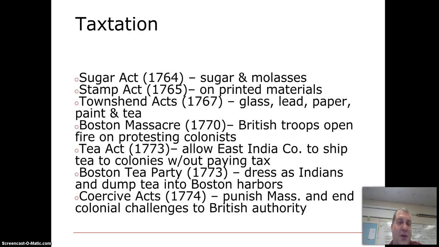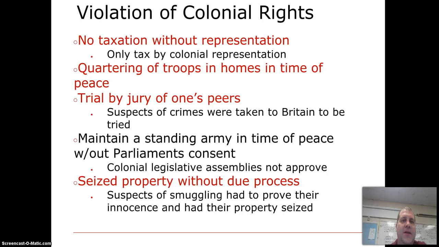These are your taxation acts: Sugar Act, Stamp Act, Townshend Acts, Boston Massacre, Tea Act, Boston Tea Party, and the Coercive Acts, where they suspended habeas corpus. You don't suspend habeas corpus. No. None of these acts. If you want to pause it, pause it. All right, go. Violation of colonial rights.